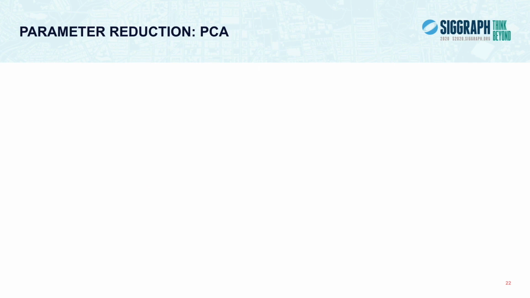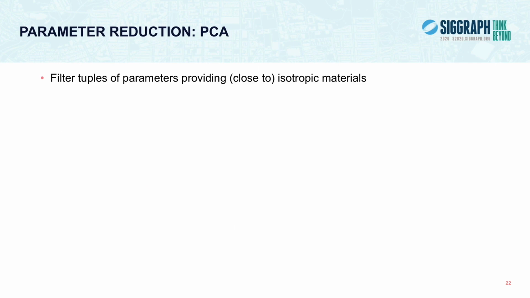We then complete our parameter reduction by using PCA to identify new parameters that combine the original and dependent ones, in order to reduce dimensionality. We filter out tuples of geometric parameters that are not close to isotropy. Then, we run PCA to identify the most important parameters and their combinations.